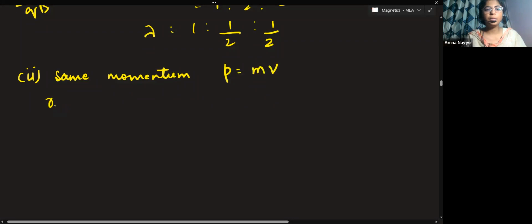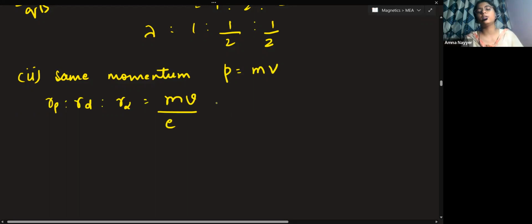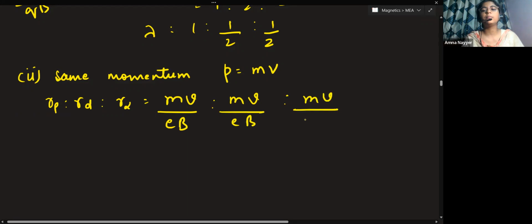So in the formula of radius, when we are putting all these, m into v is the same right now. We used to write mp, md, m alpha. Here it is saying mv is also the same. So the whole numerator becomes the same and the denominator will be different. So mv divided by eB will be the same, and it will be mv divided by, for alpha, 2 times e. What is left? 1:1:1/2. This becomes the ratio.